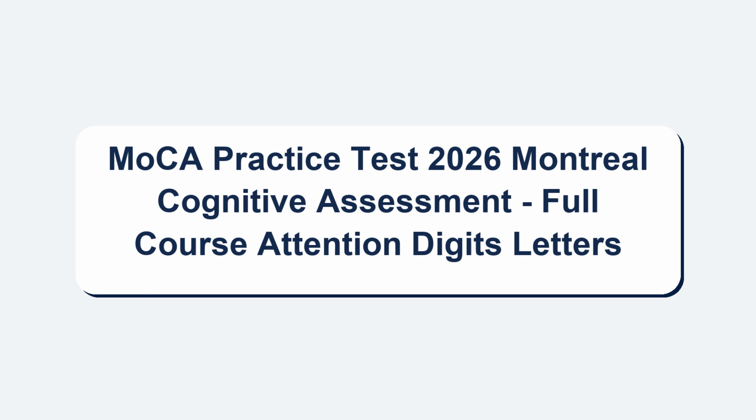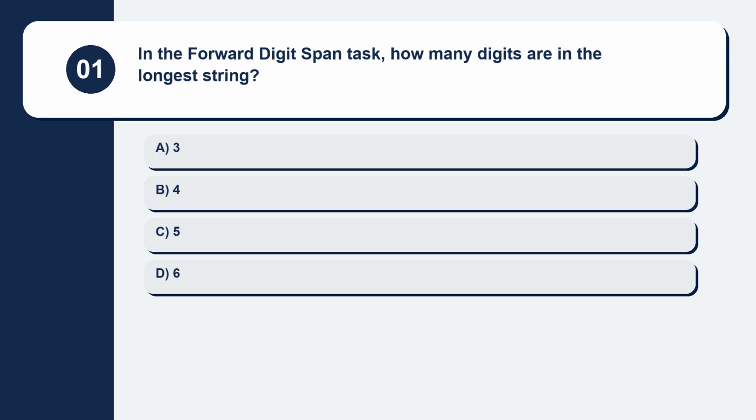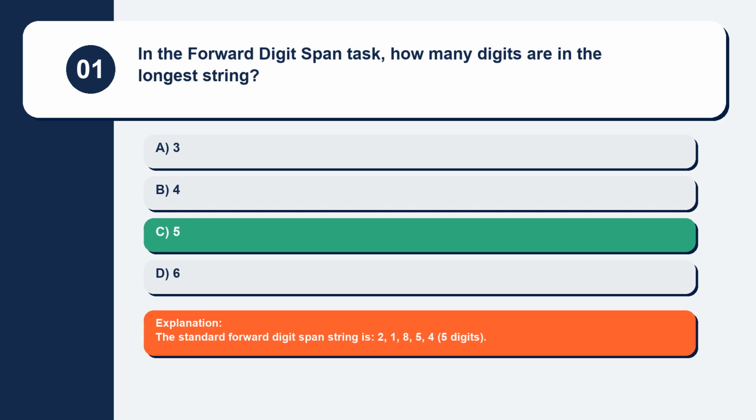MoCA Practice Test 2026, Montreal Cognitive Assessment, Full Course: Attention, Digits, Letters. Question 1. In the forward digit span task, how many digits are in the longest string? 3, 4, 5, 6. The standard forward digit span string is 2, 1, 8, 5, 4, which is 5 digits.